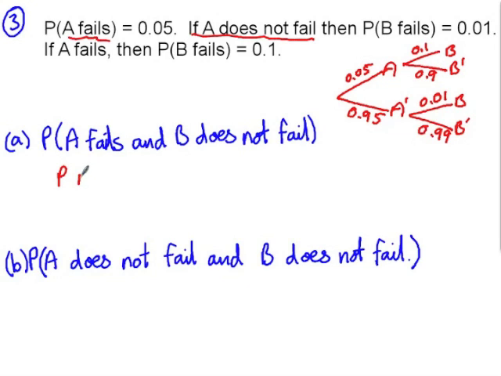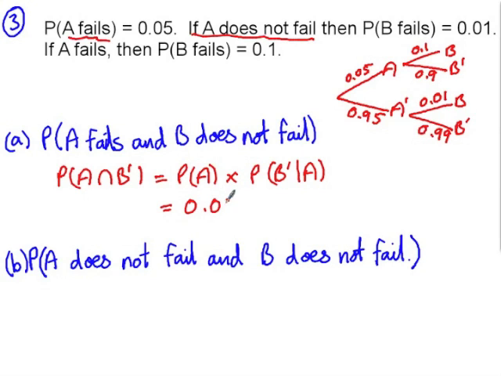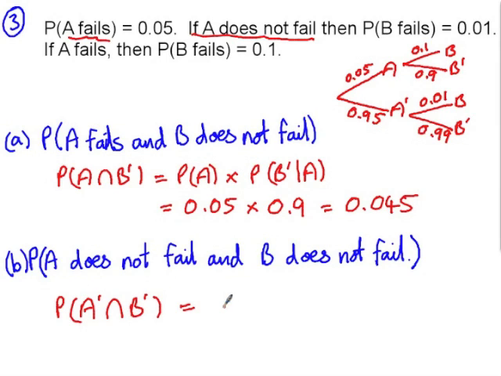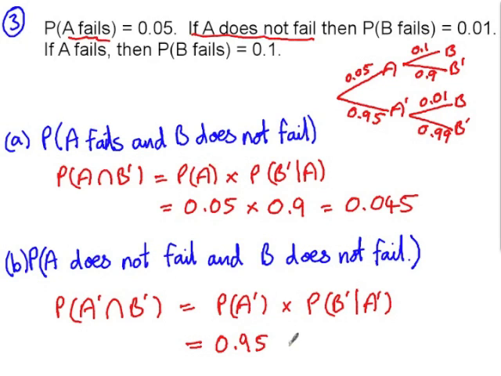So the probability that A fails and B does not fail is the probability of A multiplied by the probability of not B given A, which is 0.05 multiplied by 0.9. And the probability that A does not fail and B does not fail is the probability of not A multiplied by probability of not B given not A, 0.95 multiplied by 0.99.